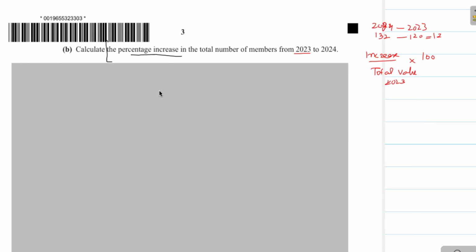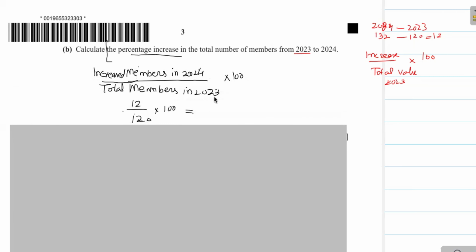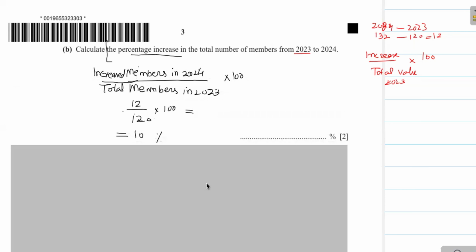Now we will write the formula of percentage here. The increased members in 2024 divided by total members in 2023, multiplied by 100. Increased members, 12, therefore we will write 12, and total members 2023, 120, multiplied by 100. Now we will simplify this, we get 10%, and this is the answer.